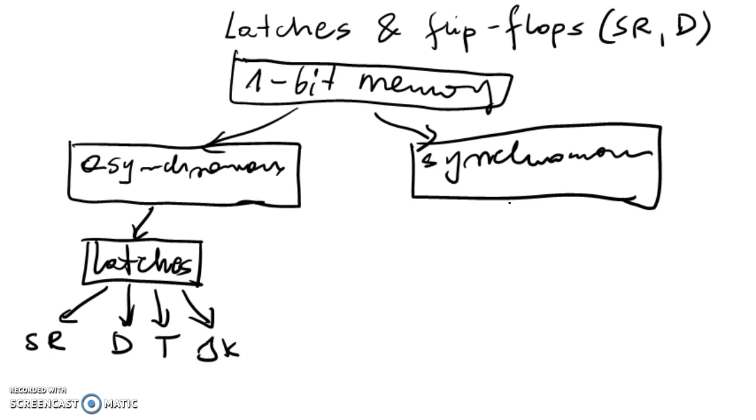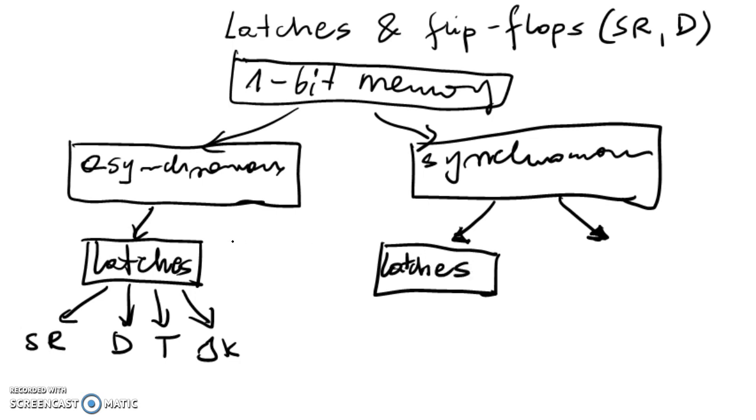The same is true for synchronous memories, but here you can find 2 sub-branches. One branch is called latches, the same name as in the asynchronous version, and the second family is called flip-flops.